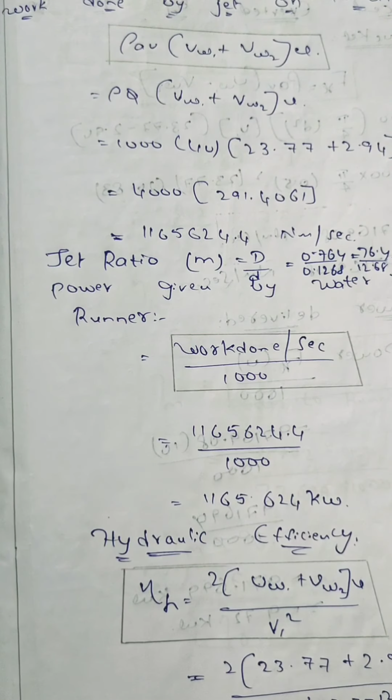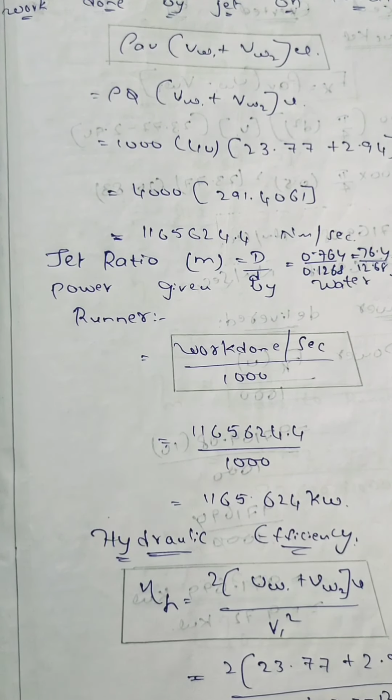Work done by the jet on the runner formula equals rho A V (VW1 plus VW2) into U. Rho equals the density of the water, 997 kg per meter cube. A equals pi by 4 d square, V equals velocity, VW1 equals velocity of the water 1, VW2 equals velocity of the water 2, U equals uniform speed.